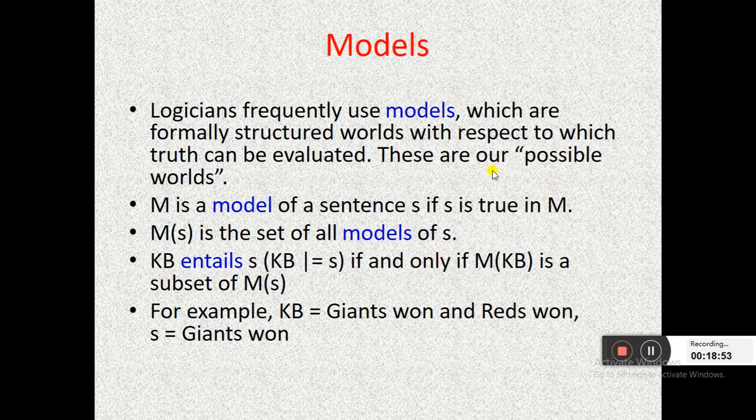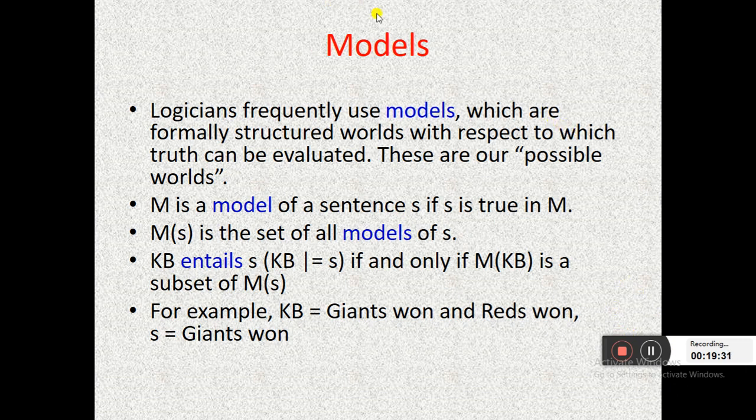So what are models? Models are formally structured worlds with respect to which truth can be evaluated. These are possible worlds. M is a model of a sentence if it is true in M. M is the set of all models. A model is anything that is structured, with respect to which truth can be evaluated. Like if we are making an experiment, we will first of all make a model.